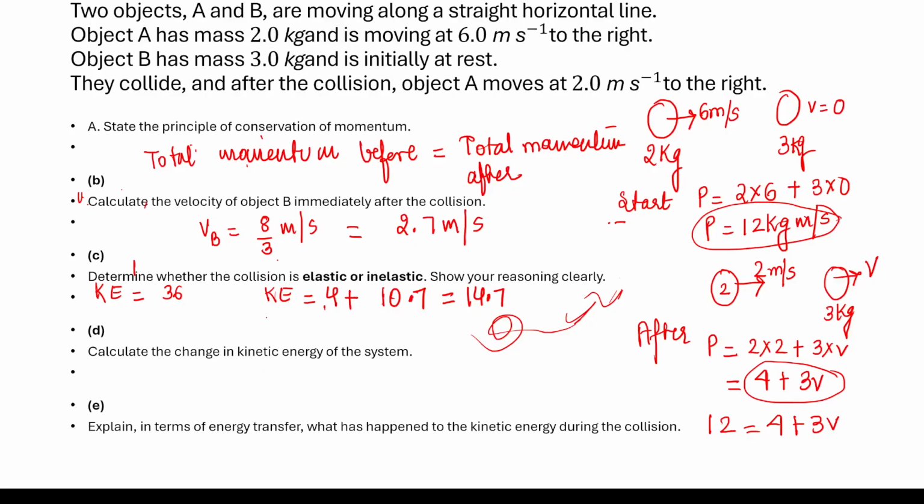Calculate the change in kinetic energy. So 36 minus 14.7 is the change in kinetic energy, which is 21.3 joules. Explain in terms of energy transfer what has happened to the kinetic energy during the collision. So this kinetic energy, 21.3 joules, has decreased and has gone into deforming the two objects and also as thermal energy to the surroundings.